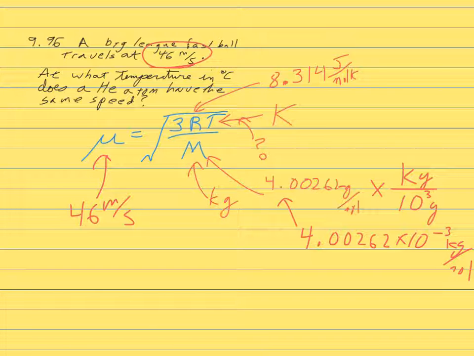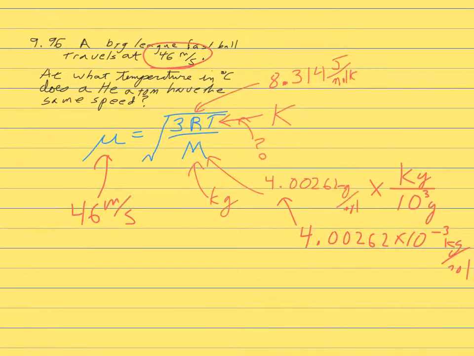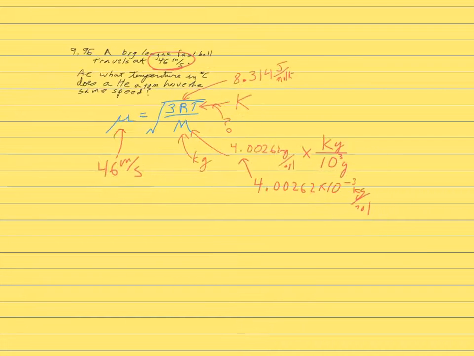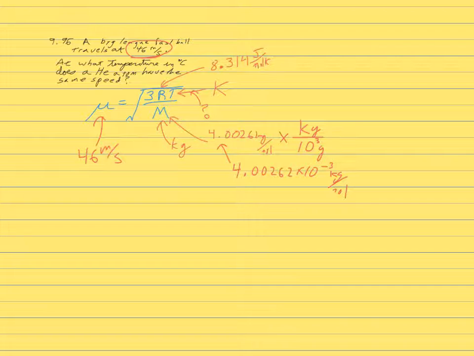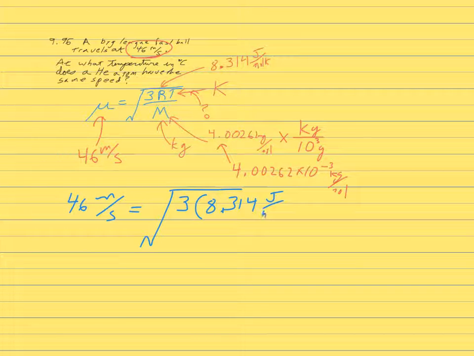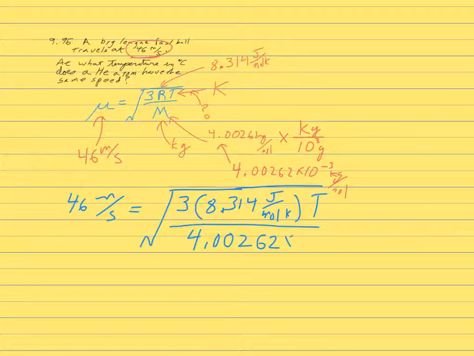So now it's just plug and chug. So I've got 46 meters per second equal to the square root of 3 times 8.314 joules per mole Kelvin times temperature divided by our molar mass, which is 4.00262 times 10 to the negative third kilograms per mole.